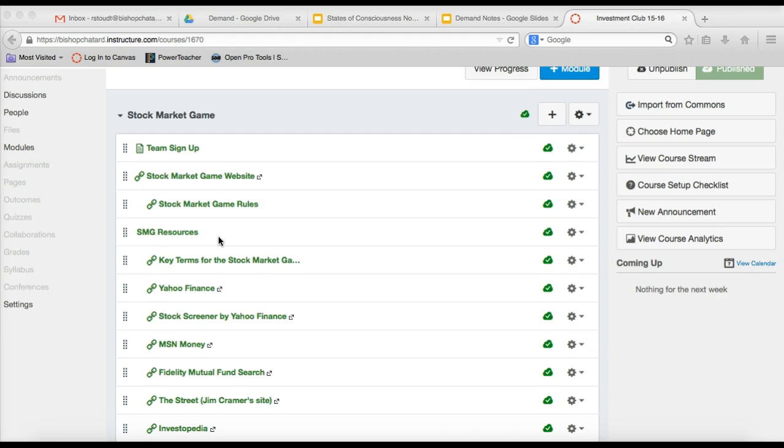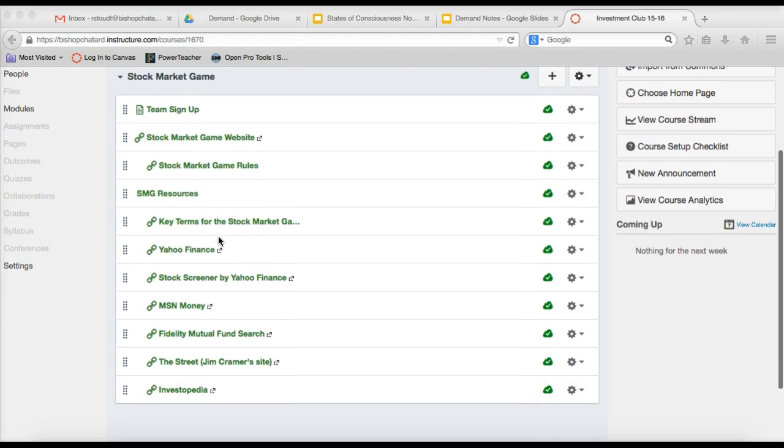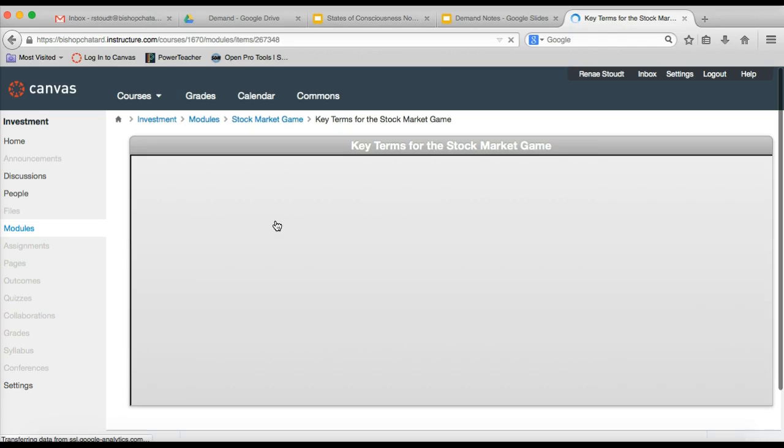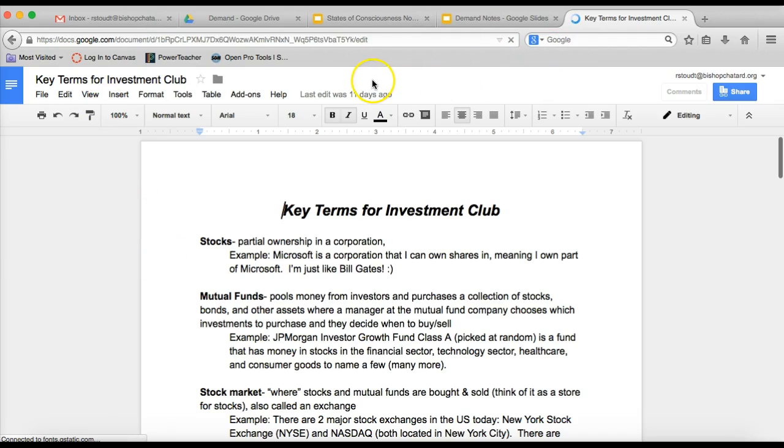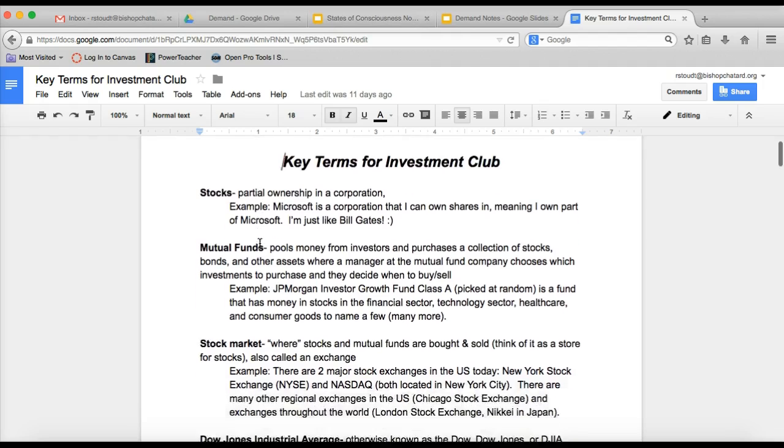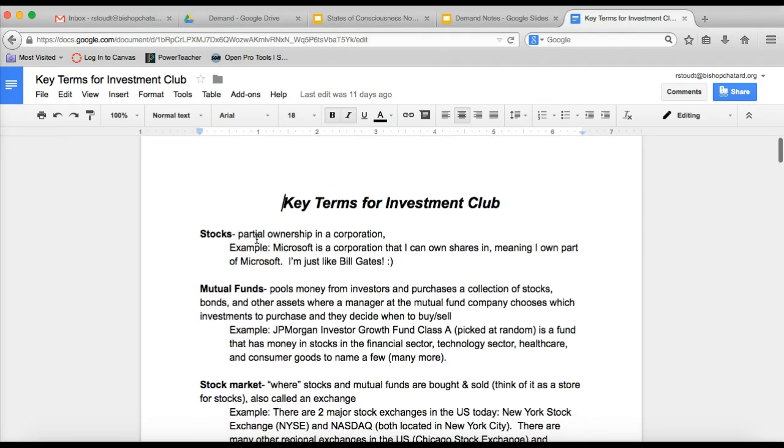So to start off with, while you're watching this video, I highly recommend that you have this pulled up, the key terms for the stock market game. If you have this pulled up, it will look like this. It is a Google Slide or a Google Doc, so it kind of has 3 pages to it.